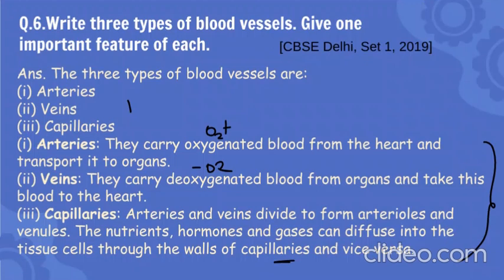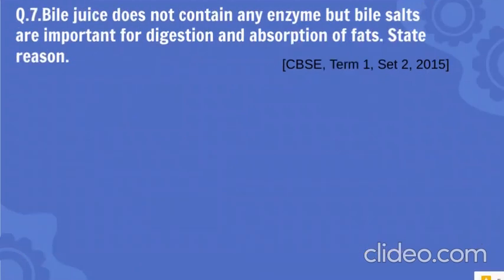Okay? Now, question 7. Bile juice does not contain any enzyme, but bile salts are important for digestion and absorption of fat. State reason. This is a 3-mark question. See, bile juice does not have any enzymes, right? That is true. There are no enzymes in bile juice, but yet it is important for digestion.